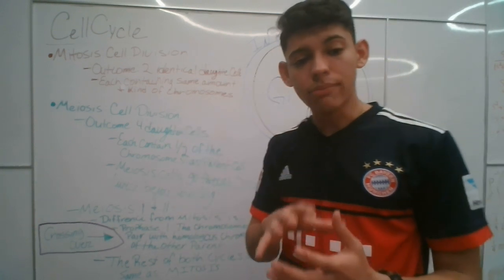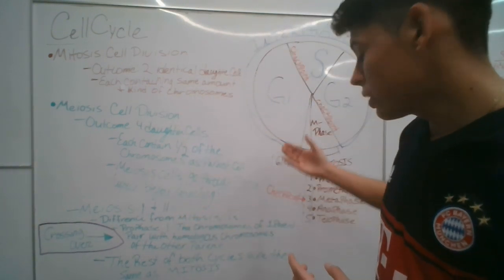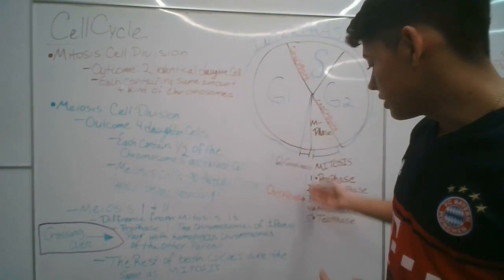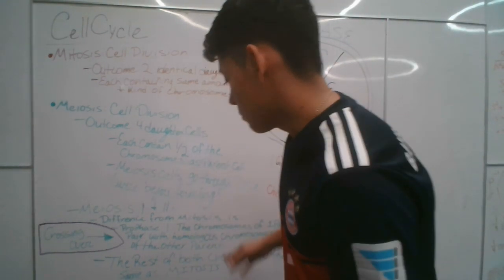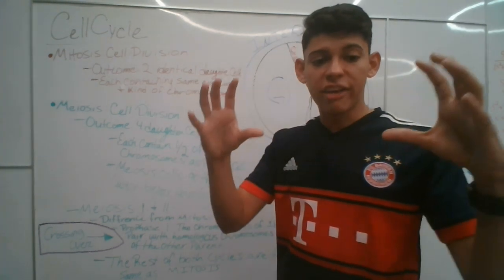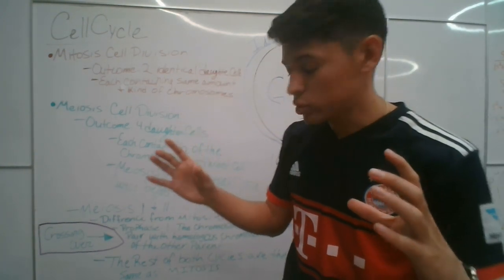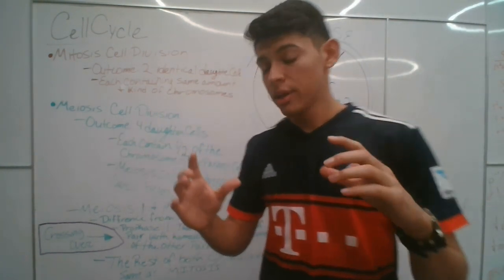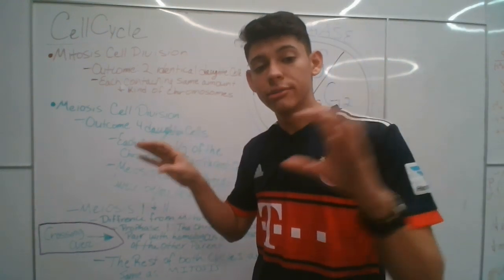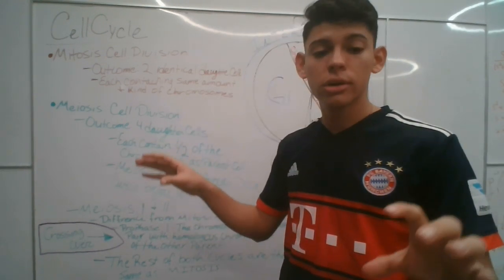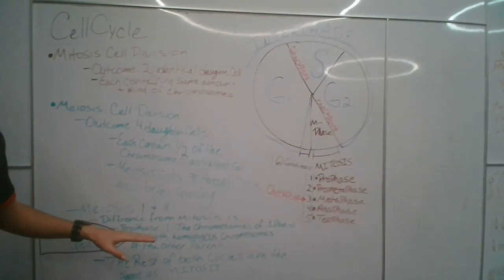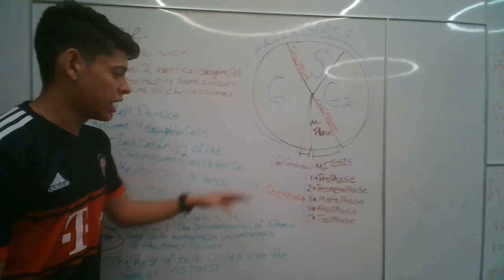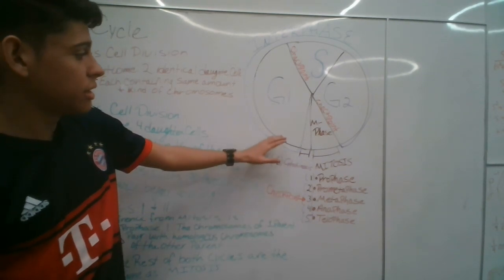And then once that happens, the cell keeps going through all the M phase, all the other four M phases. Once the two cells have been divided completely, it goes through meiosis again. Therefore, we get four different cells, well, four daughter cells. And after prophase one of meiosis one, all the other steps are the same.